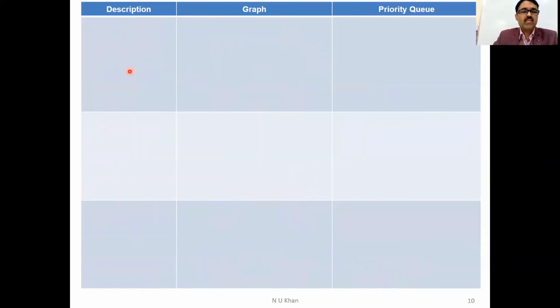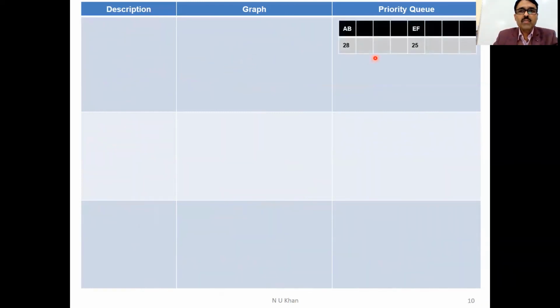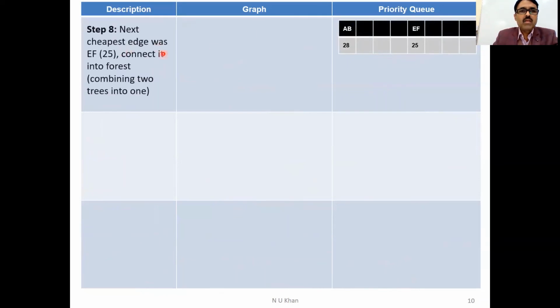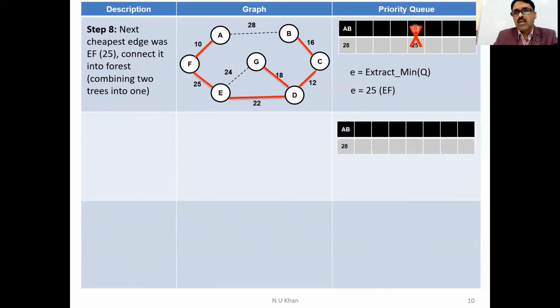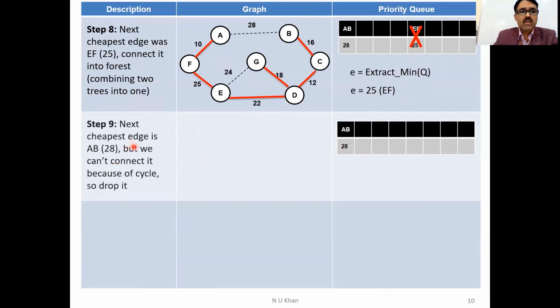Okay, go to the next. Right now we have this diagram. So अभी हमने GE को connect नहीं किया था, हमने connect किया था next minimum. Next minimum was 25. So connect EF to each other, जो पिछली slide में मैंने show किया था. Now come to the next. You have only one element in priority queue. Okay. So the next cheapest is a single AB.